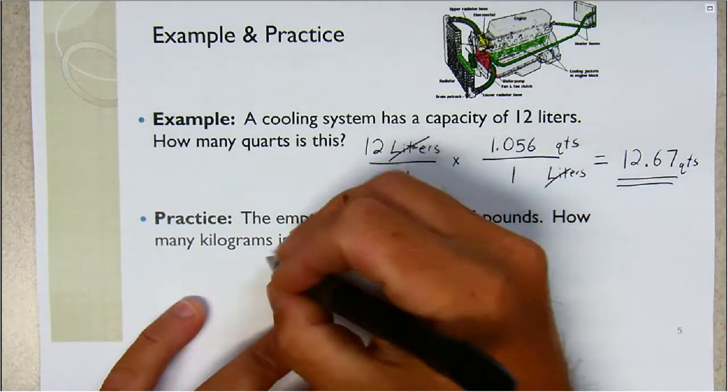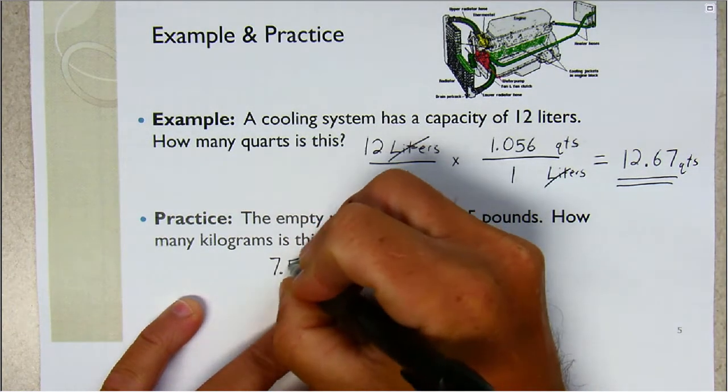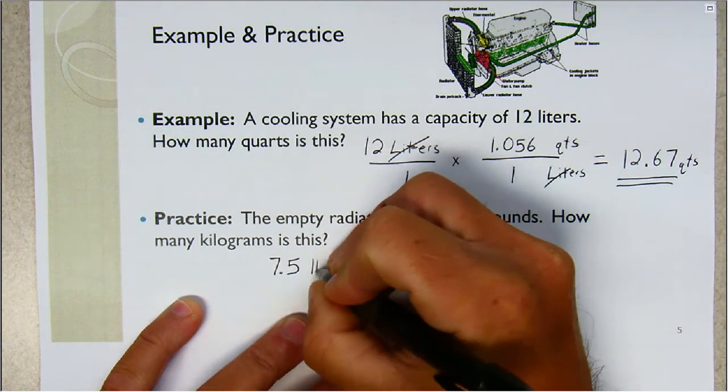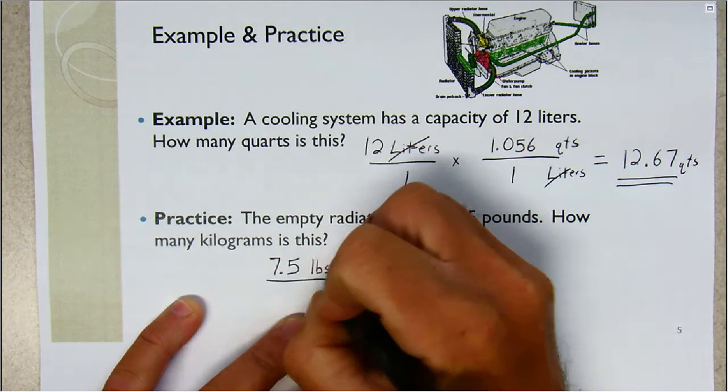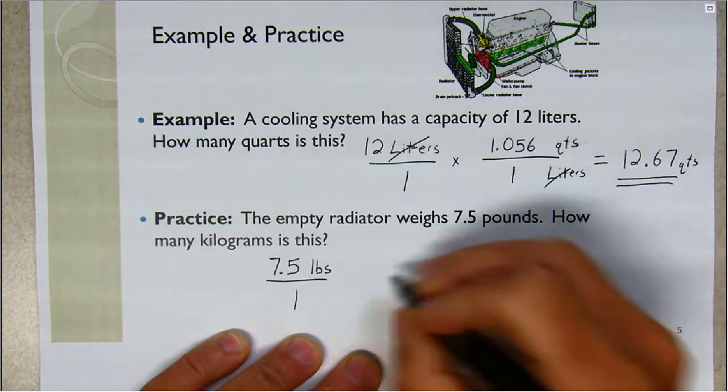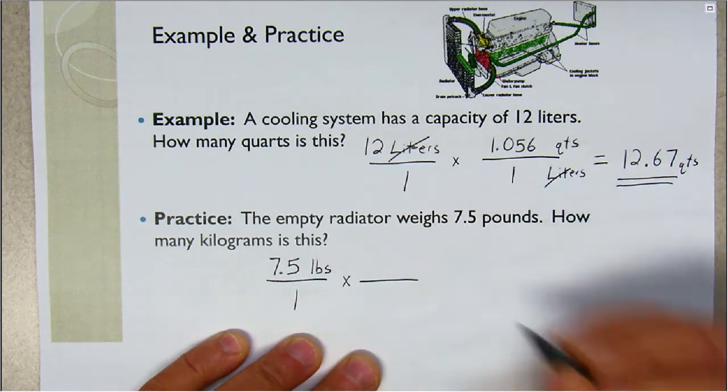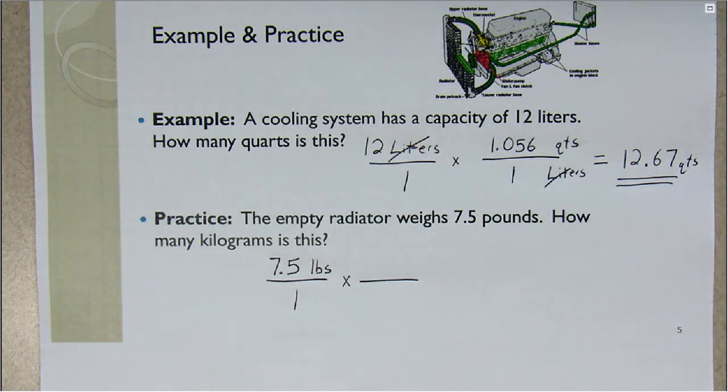Okay, here we go. So our radiator weighs 7.5 pounds. The abbreviation for pounds is LBS. We're going to put that over 1, and now we need to change pounds into kilograms. So we need a conversion fact.